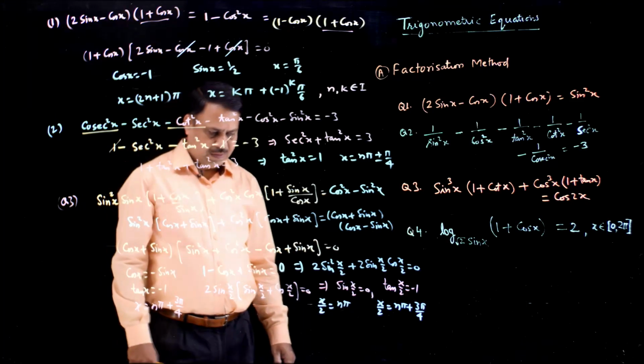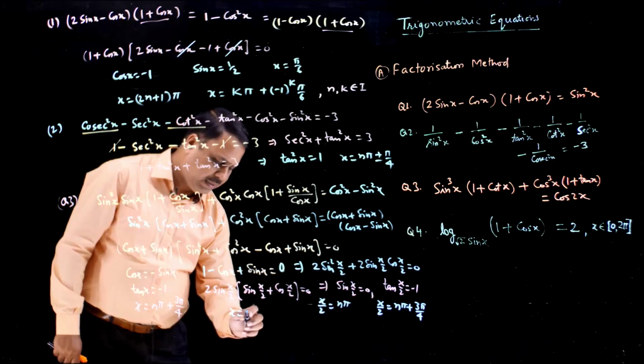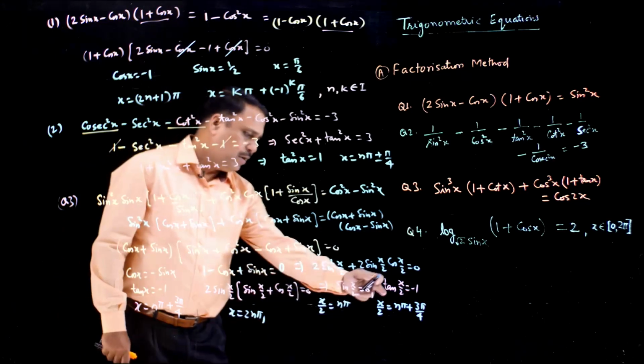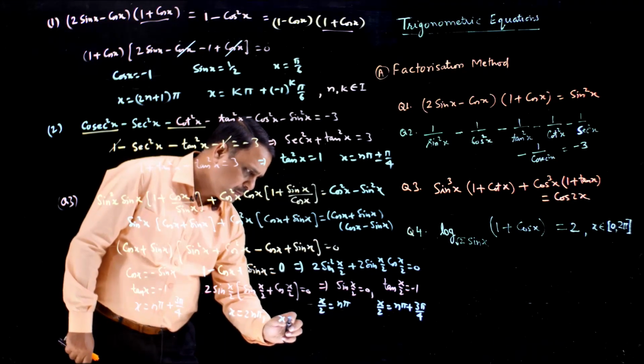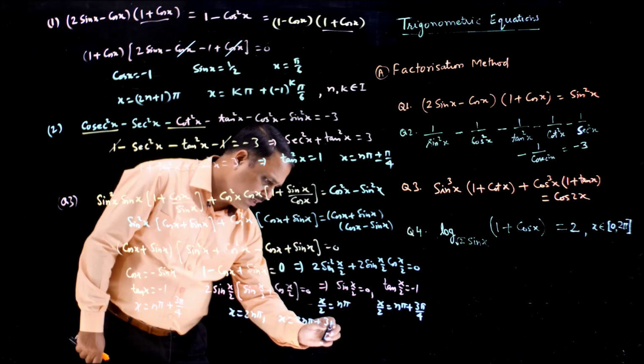So x is equal to 2n pi. x is equal to n pi plus 3 pi by 4. And x is equal to 2n pi plus 3 pi by 2.